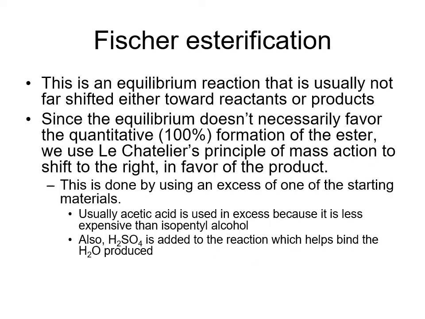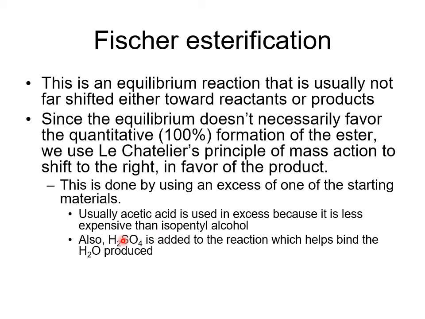So the Fischer esterification is actually an equilibrium reaction. The equilibrium is not very favorable for the formation of the ester, so Le Chatelier's principle is used in order to shift the reaction to the right in favor of the formation of the ester, which is our product. The way this is done is by using the excess of one of the starting materials, which is known as the mass action, right? And usually acetic acid is used in excess because it is less expensive than isopentyl alcohol.